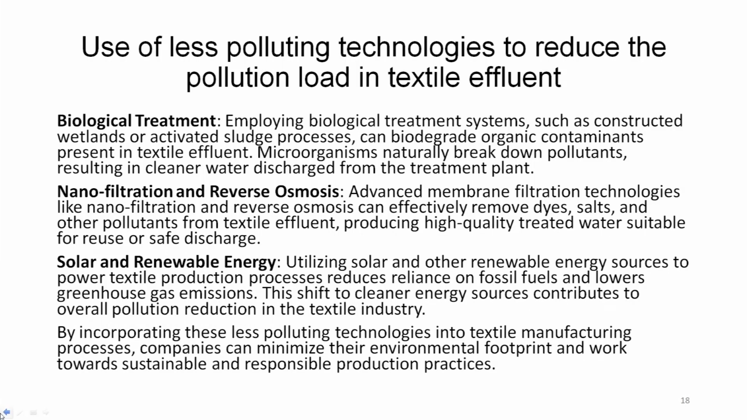Solar and renewable energy. Utilizing solar and other renewable energy sources to power textile production processes reduces reliance on fossil fuel and lowers greenhouse gas emissions. This shift to cleaner energy sources contributes to overall pollution reduction in the textile industry. So, it is not always the water that is bad, even the air emission where greenhouse gas emission can be reduced, even that is lowering the pollution load.